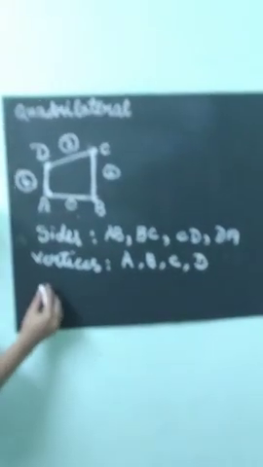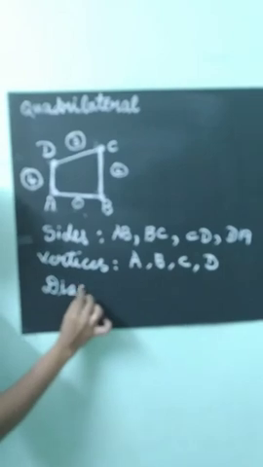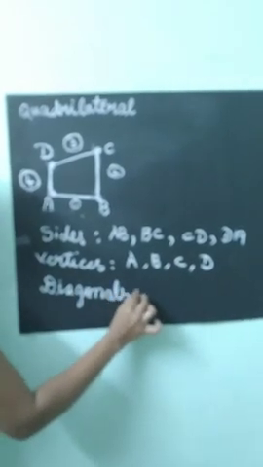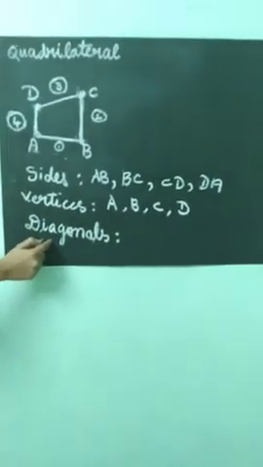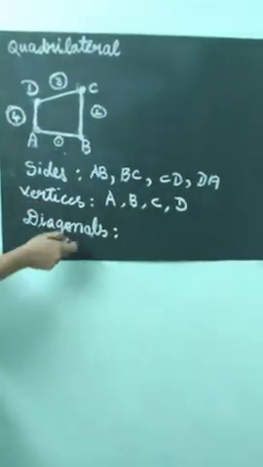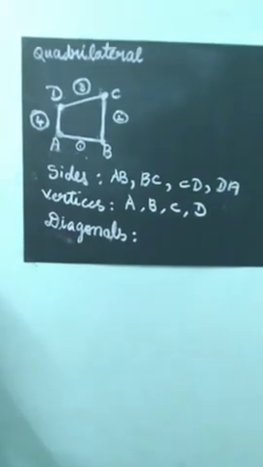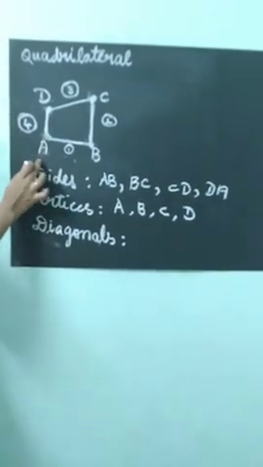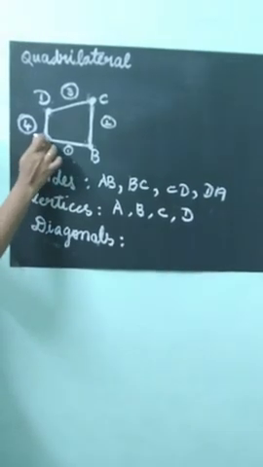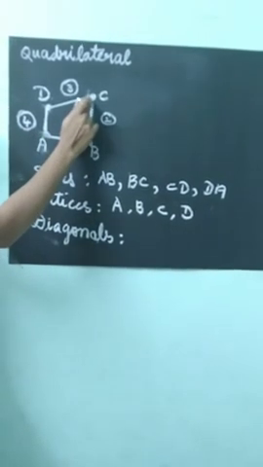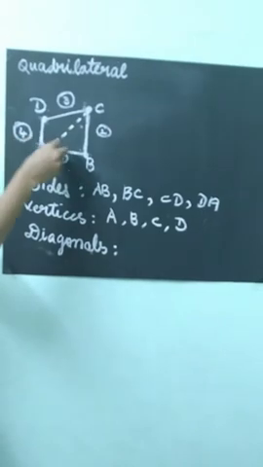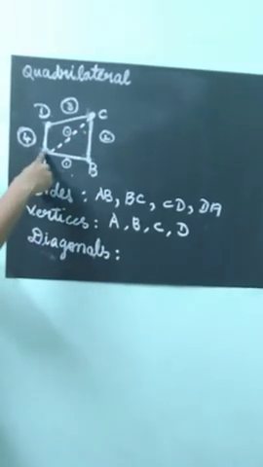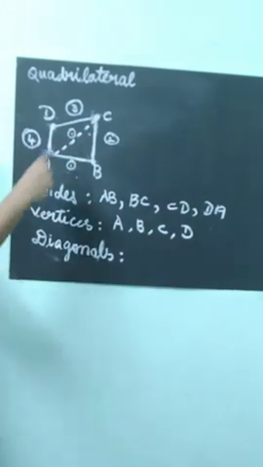And the last one is the diagonals. You already learned this in the previous class, isn't it? What is meant by diagonals? A diagonal is a line joining opposite corners. Suppose I take vertex A. What is the opposite of A? C, isn't it? So I join A and C, and this is considered one diagonal.